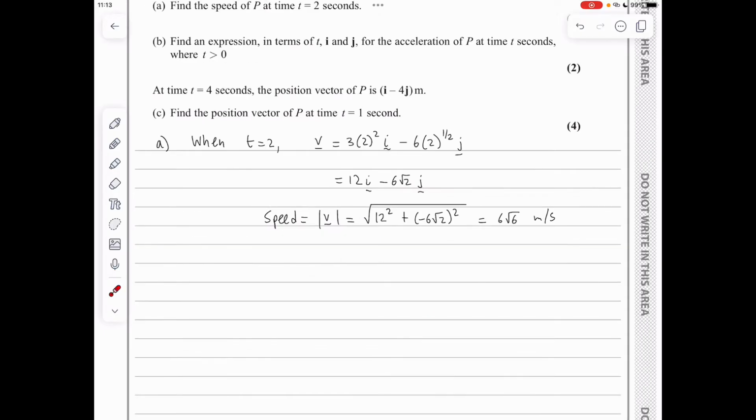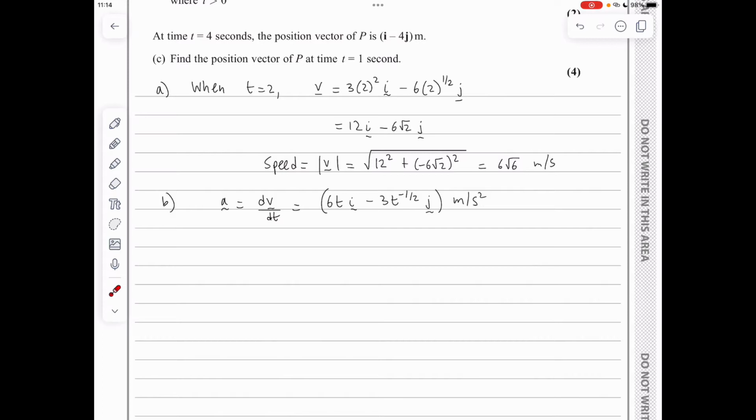In B, we need to find an expression for the acceleration. We know that the acceleration is the rate of change of velocity with respect to time, so it's going to be dv/dt. So we bring the power down and we deduct 1 from the power with respect to t. This gives 6t i minus 3t to the minus a half j. That's meters per square second. Please note that you cannot give your answer in column form here. You need to give your answer in the i and j form as requested in the question.